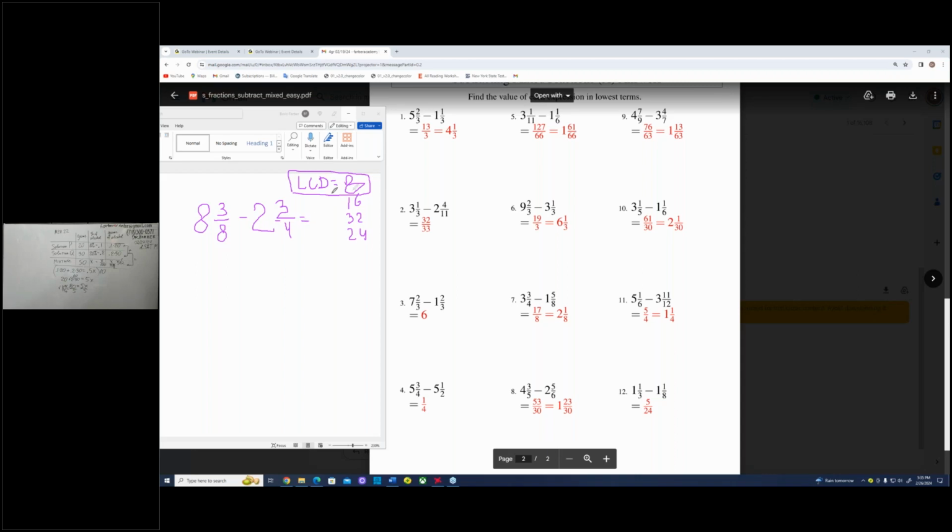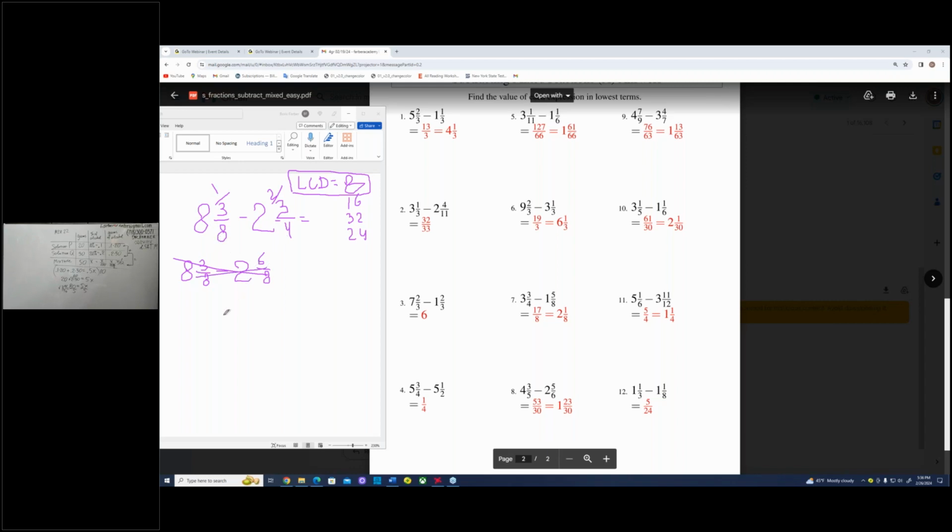Okay. Since the LCD is 8, this is 1, and this is 2. Let me try if I can do this without borrowing anything. I have 8 and 3 over 8, minus 2, Milana. 2 times 3 is 6. 2 times 4 is 8. Is it comfortable? 3 minus 6? No. That's why I'm supposed to split.